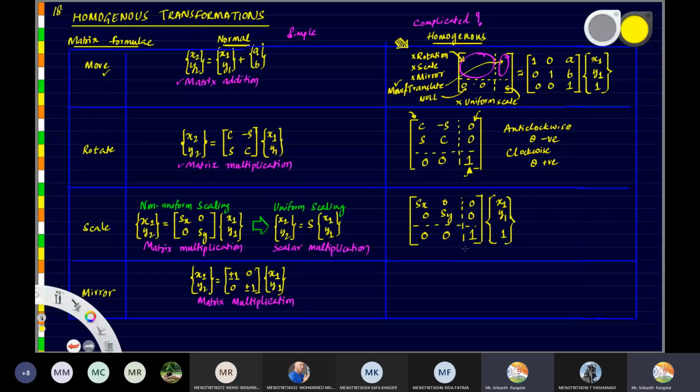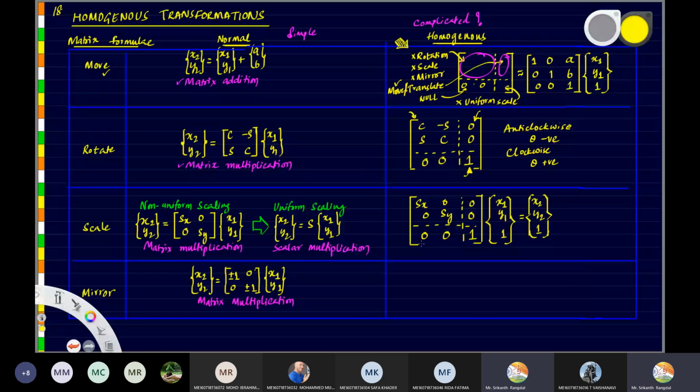Okay, x1, y1, and 1 you have to multiply. Then when you multiply, you will get x2, y2, 1. So the same matrix we can apply everywhere. Okay, fine.